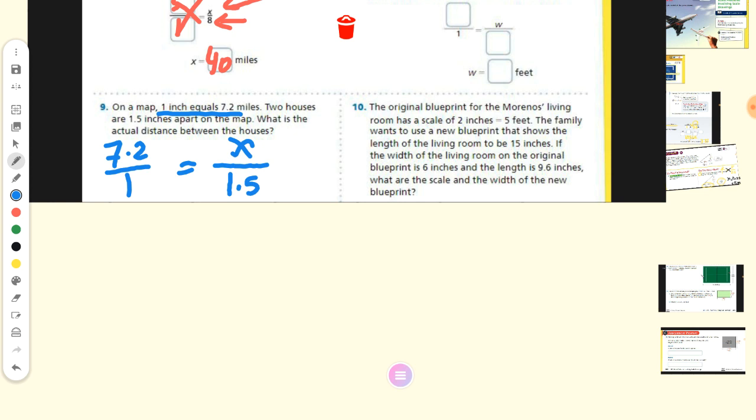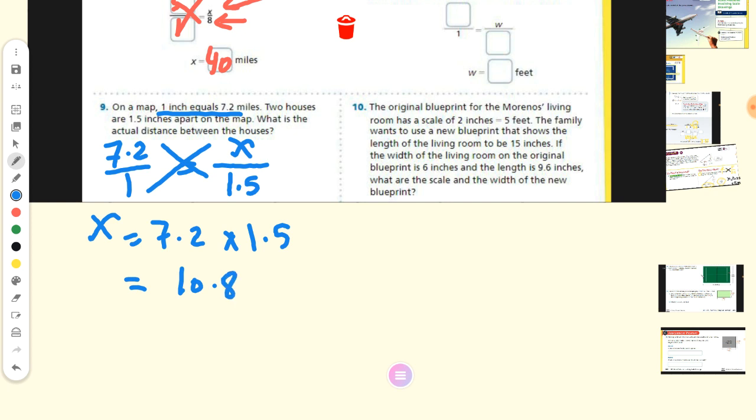So x equals 7.2 multiplied by 1.5, which at the end equals 10.8 miles, because this is the real one. Okay, this is the actual. Another example.